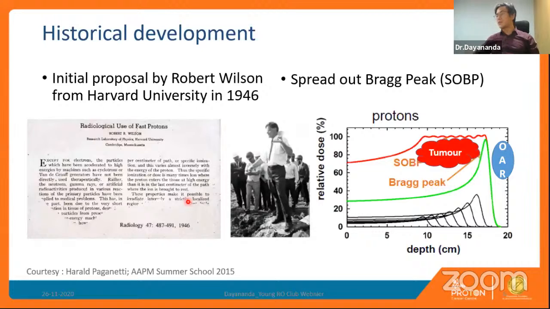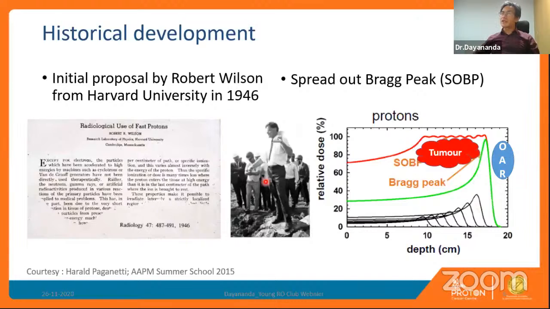And not only that, Dr. Robert Wilson also proposed that, as you see, the width of the Bragg peak is very narrow, but our tumor is very big in terms of extent along the beam direction. That means you cannot use the Bragg peak from a single energy to treat a tumor. So to treat such a big tumor, which we generally see in the clinic, you have to superimpose different Bragg peaks from different proton energies to spread out this width so that you can encompass the tumor extent. This is what we call the spread-out Bragg peak.